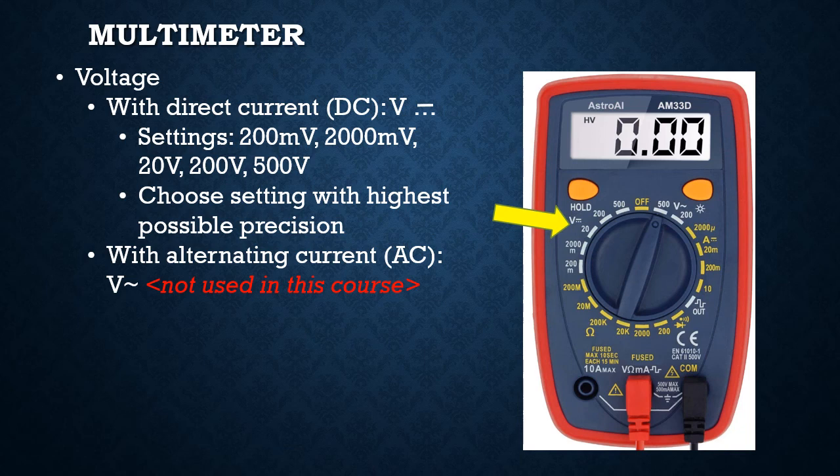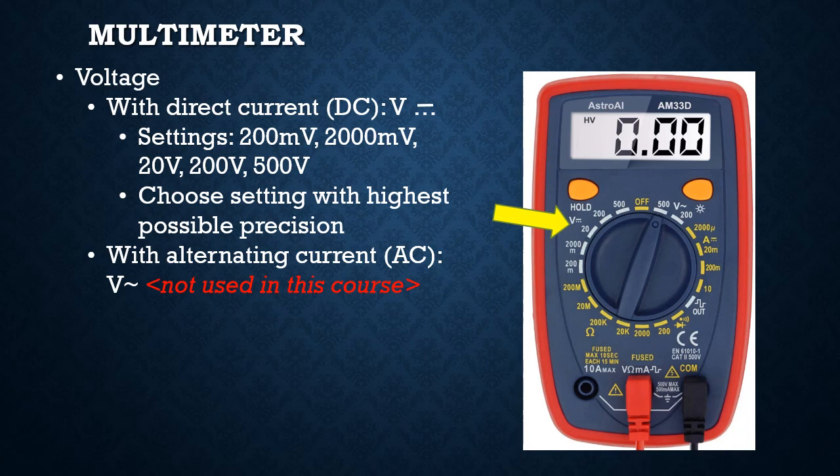So for DC voltage, we have 5 different possible ranges. We have 200 millivolts, we have 2000 millivolts, which is the same as 2 volts, 20 volts, 200 volts, and 600 volts. These numbers represent the maximum voltage that can be measured on each setting.